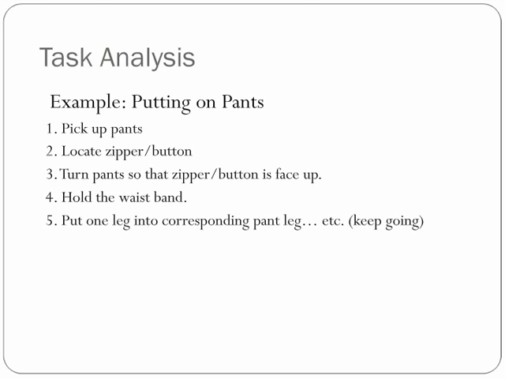So here is an example of a task analysis for putting on pants. You see that these are steps of a chain skill that are broken down into a series of discrete responses, or step by step, and they're linked sequentially. So you pick up your pants, you locate the zipper or the button, you turn the pants so the zipper or button is face up, you hold the waistband, and then what would make this even more helpful? If you were thinking about this as a teaching strategy, what would make it more helpful for the student? Hopefully you're thinking to use pictures.